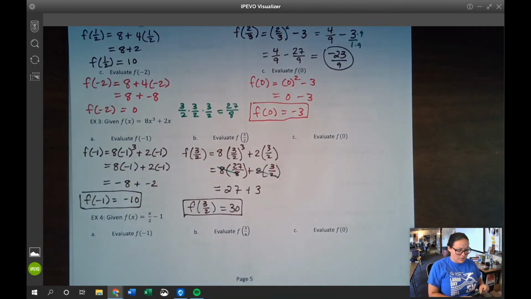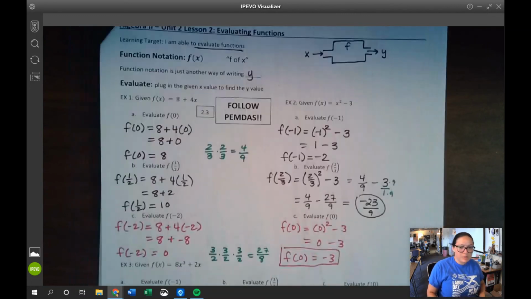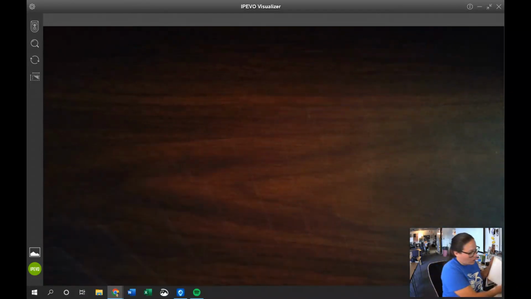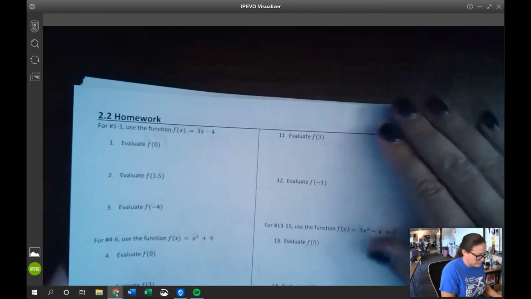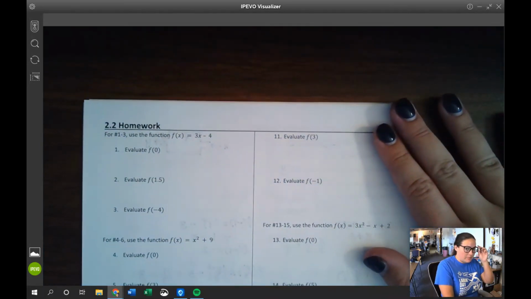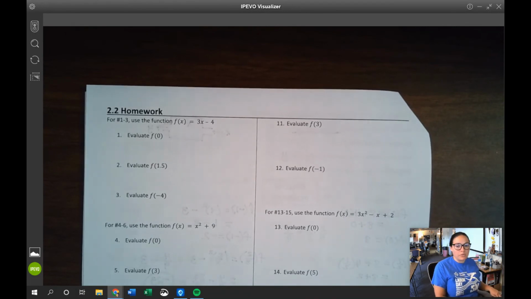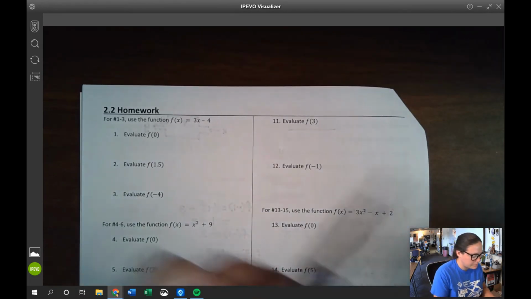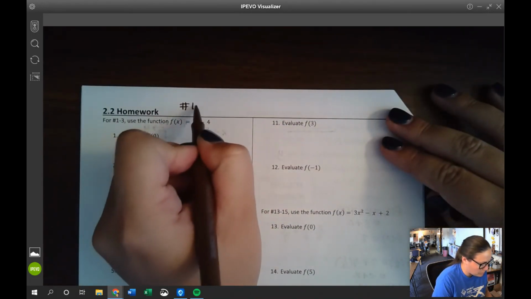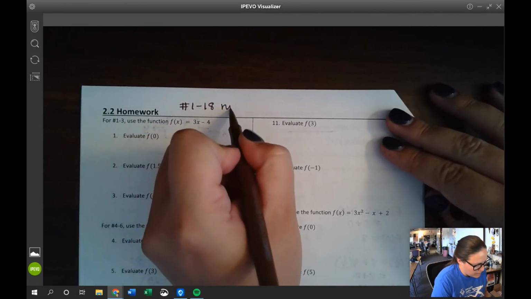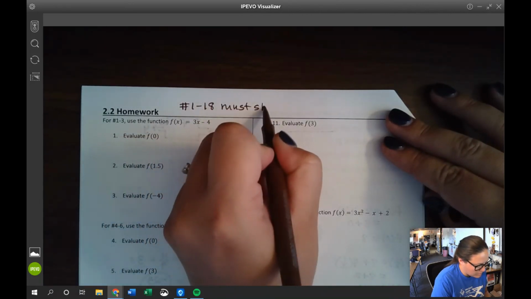Okay, so that is our examples. I would like you to flip the page to the homework page. So the homework is to complete numbers 1 through 18. Numbers 1 through 18, and you must show work.